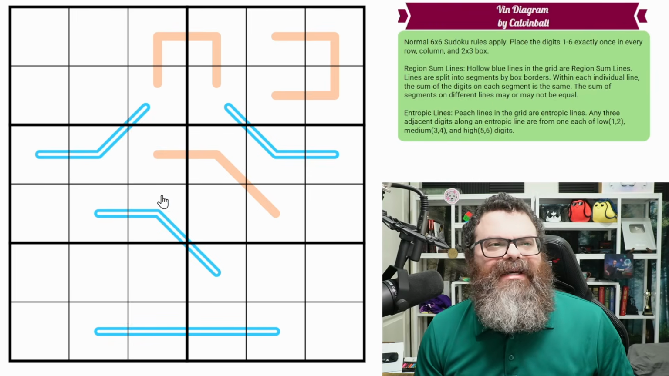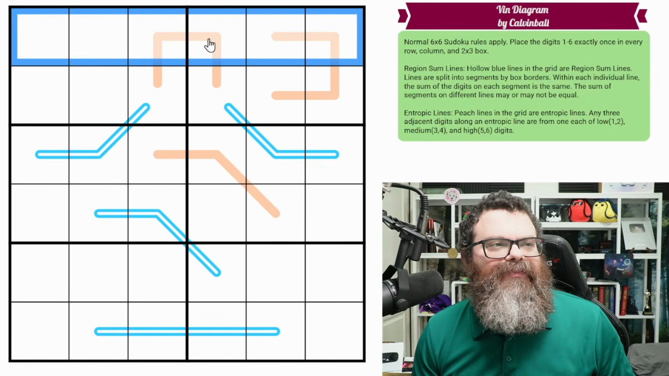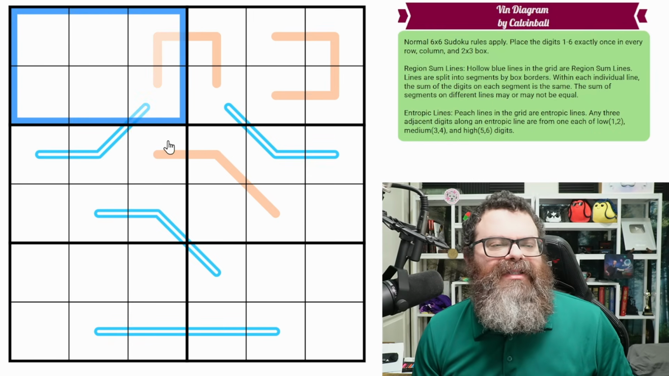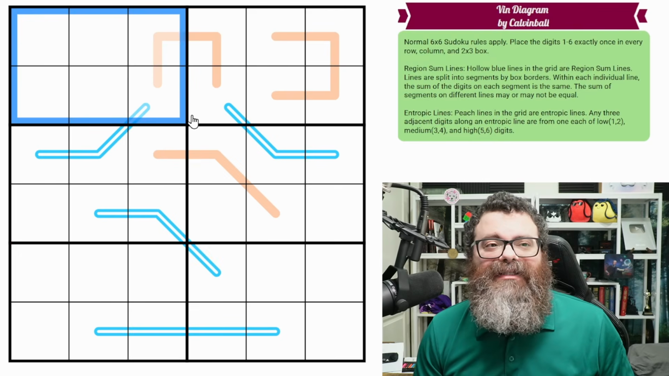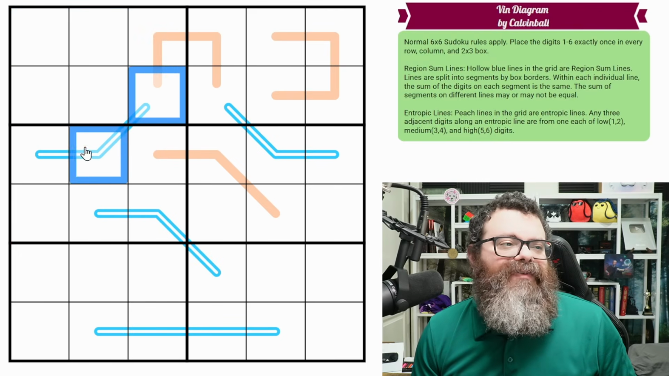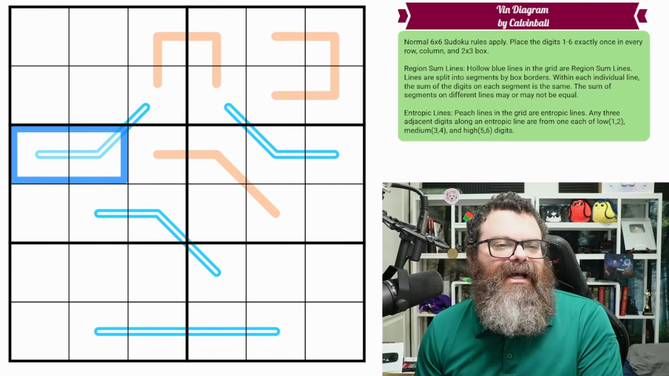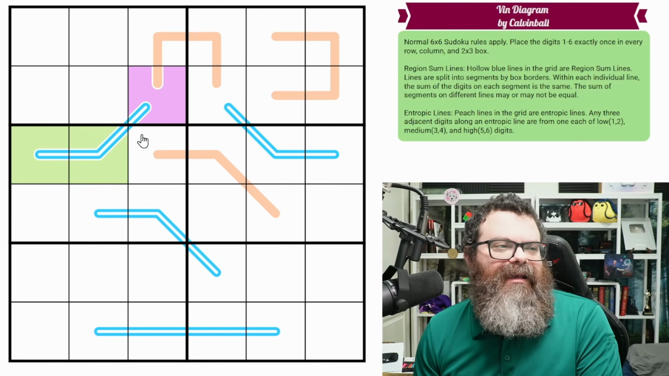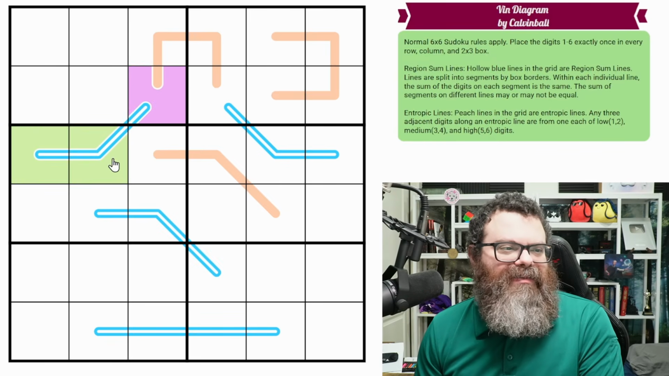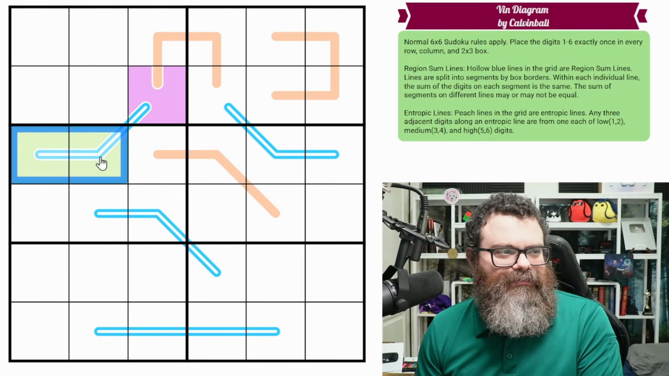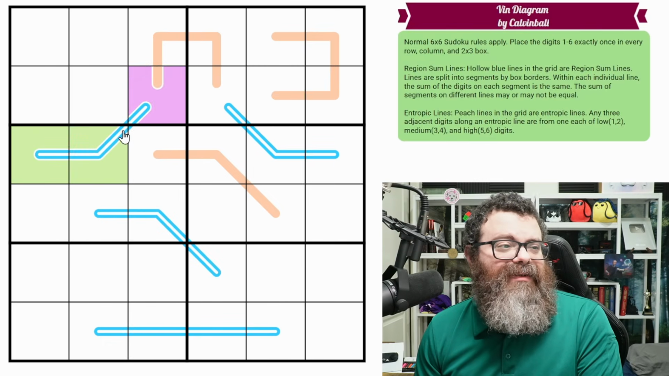So we have normal 6x6 Sudoku rules. That means in each row, each column, and each 2x3 box, we are placing the digits 1 to 6 exactly once each. We also have these region sum lines in the grid. The way these work is you split them up into segments every time they cross a box boundary. So this is one segment, this is a second segment because we've crossed through a box boundary.